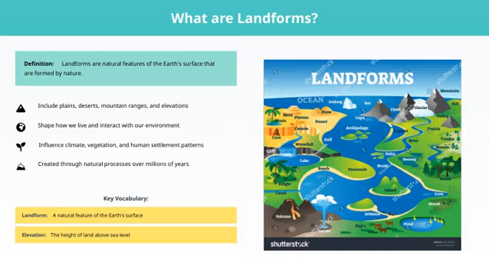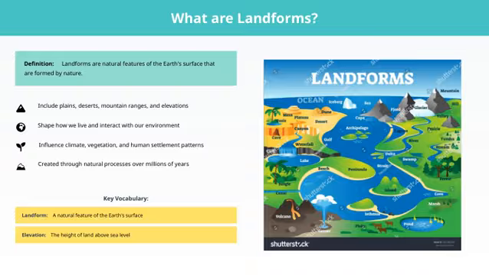For example, the type of land we find in an area can influence everything from the climate to the vegetation that grows there, and even where people choose to settle. And it's fascinating to realize that all these features are formed through natural processes that have been happening over millions of years. This long history of Earth's shaping really helps us understand the landscape we see today.